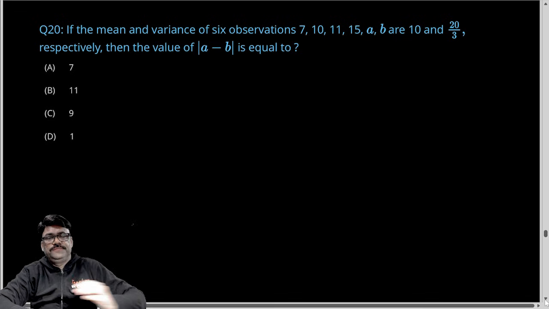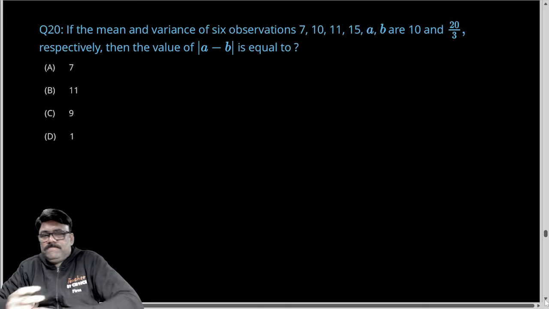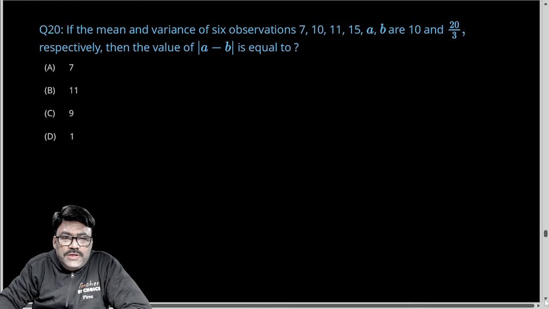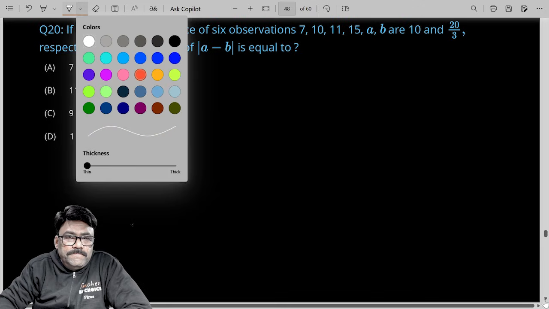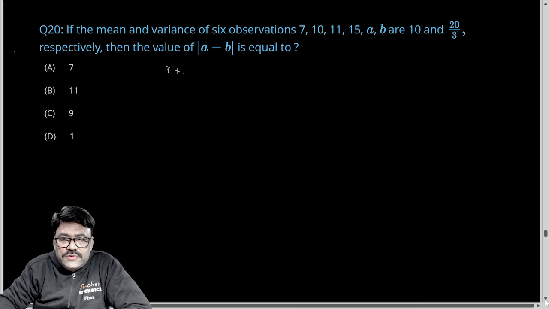Let's see this question. The mean and variance of 6 observations are 10 and 20 by 3. So what will be the mean? Mean will be 7 plus 10 plus 11 plus 15 plus A plus B.